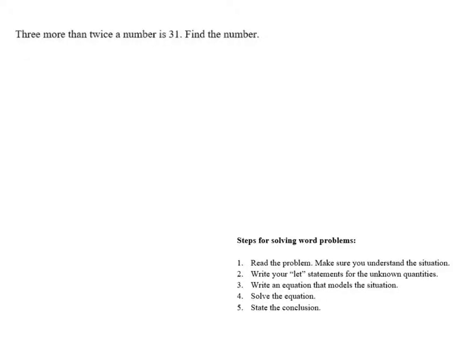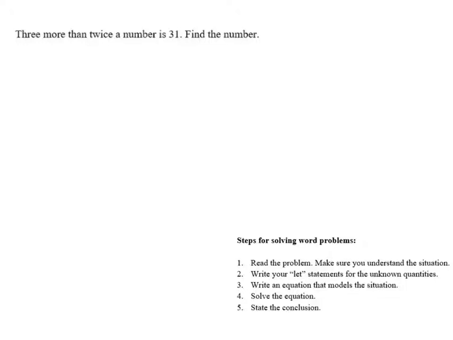3 more than twice a number is 31. Find the number. Now, students tend to struggle quite a lot with word problems. And one of the reasons for that is that it's difficult to take a problem that's presented in a bunch of English sentences and try to convert it or translate it to an equation that you can solve.